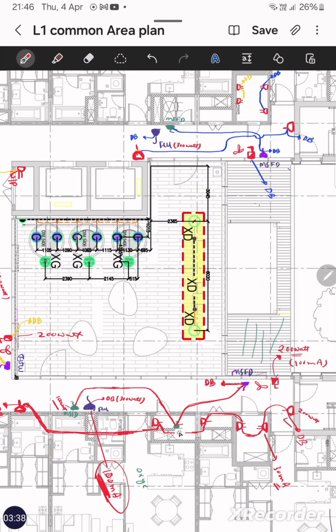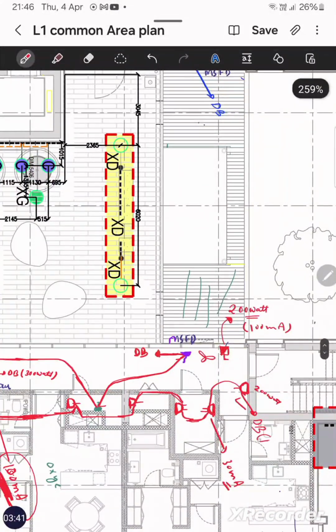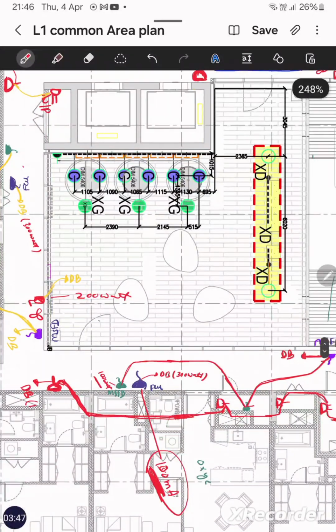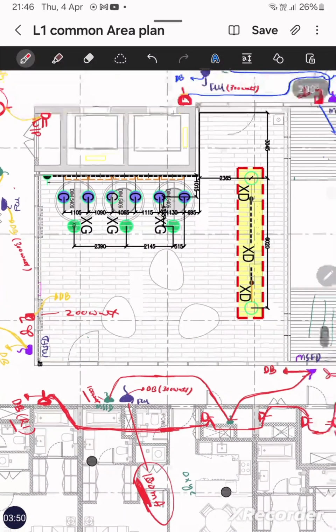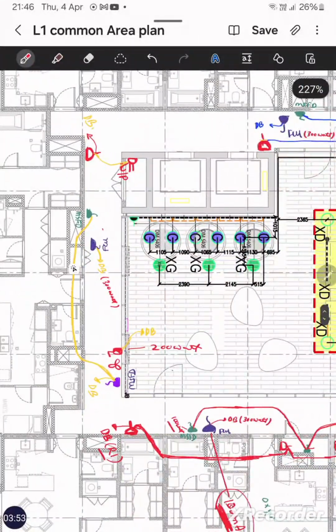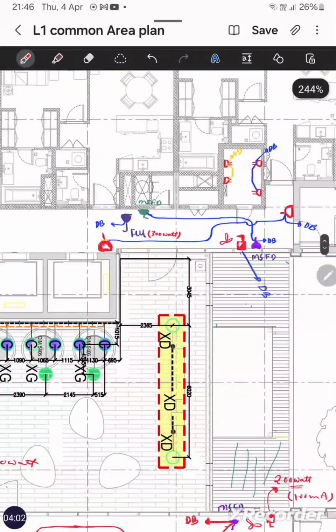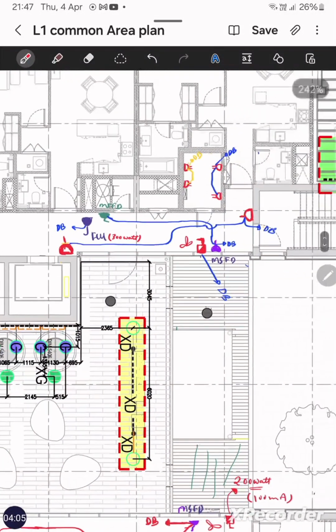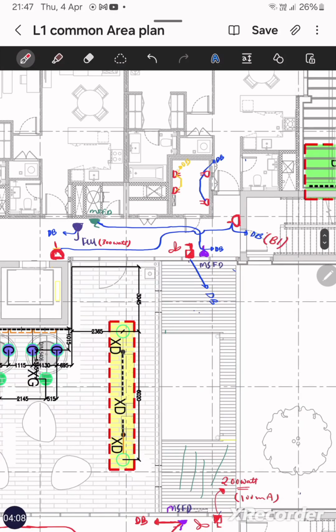So first we will go for the general purpose socket. So here I will write R1. Okay. So R1 will be here also, as it is a ring circuit. Now we will go to the yellow circuit. So here the general purpose socket is here. So I will write Y1. And for the blue circuit, this is the general purpose socket. So I will write B1.